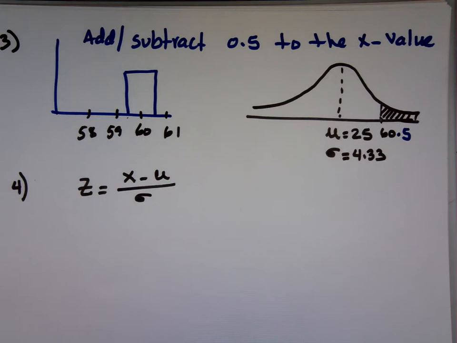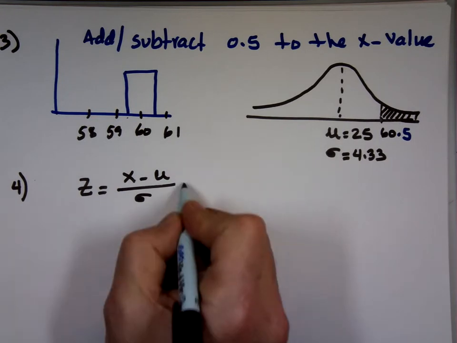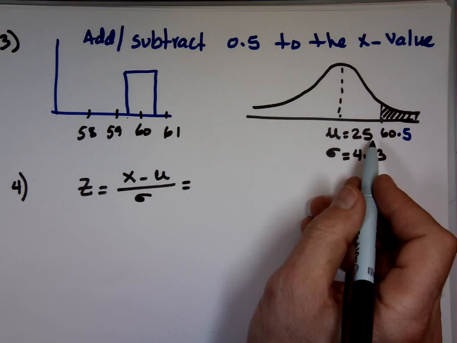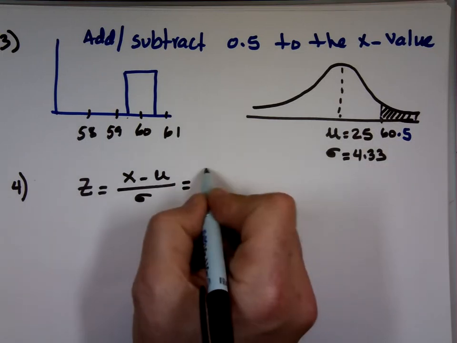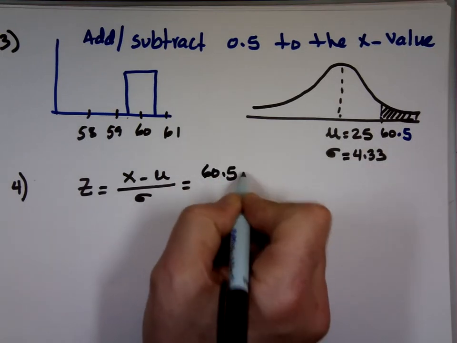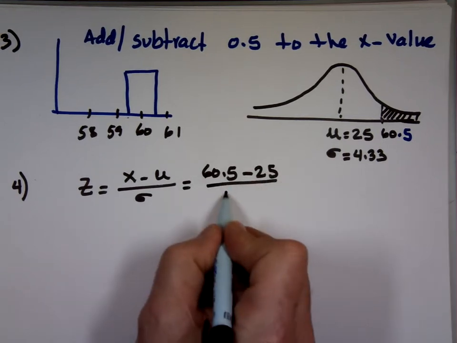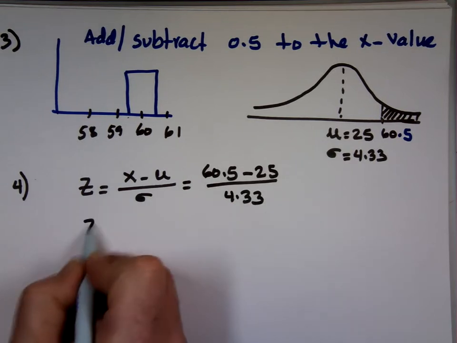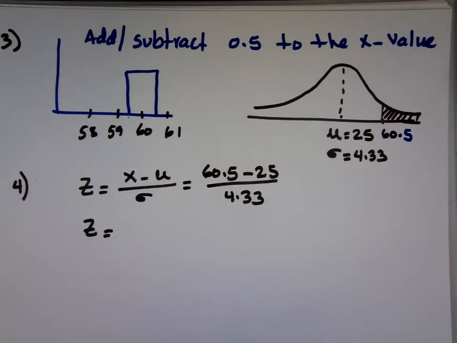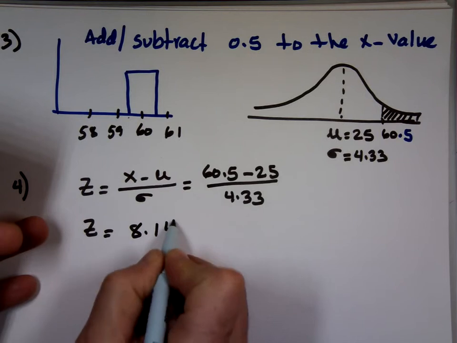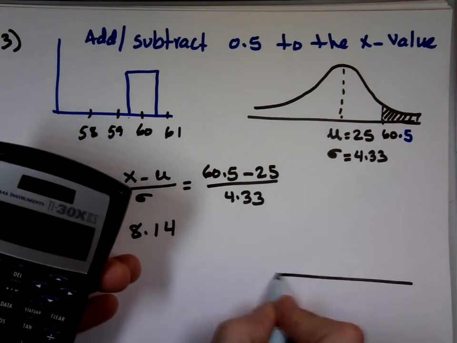Make an adjustment to it. In this case, I'm going to add the 0.5 because 60 is not included. I'm going to the right of that. That's 60.5 minus mu, which is 25, divided by what? 4.33. And the z value is always 2 digits. And the answer is 8.14. I don't even have to look at that table now.